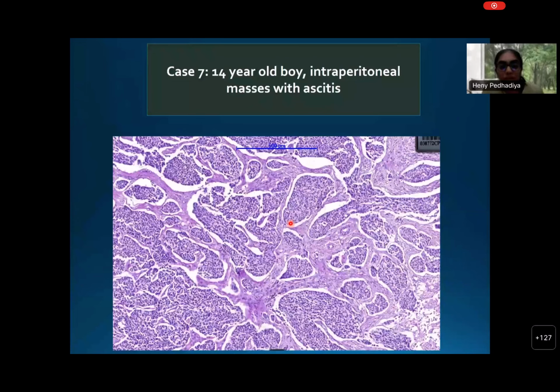Ma'am, section shows islands and nests of small blue round cells. Individual cells are small to medium in size, having round shape, hyperchromatic nuclei and a scanty amount of cytoplasm. Stroma appears desmoplastic, surrounding the islands of the tumor cells.